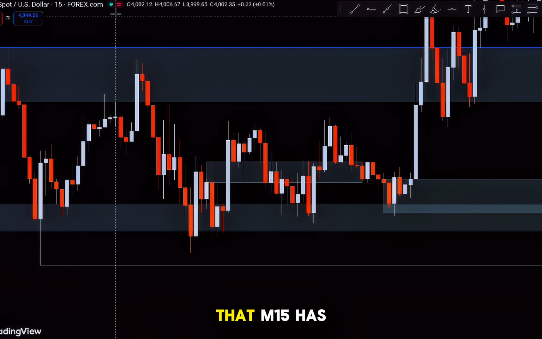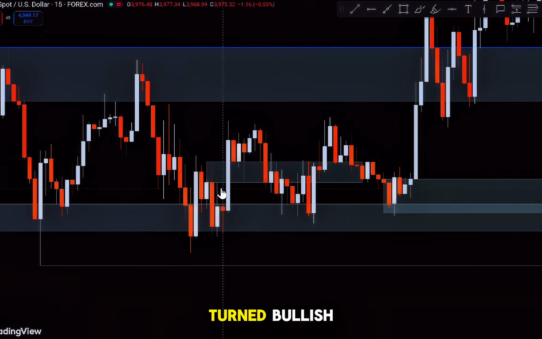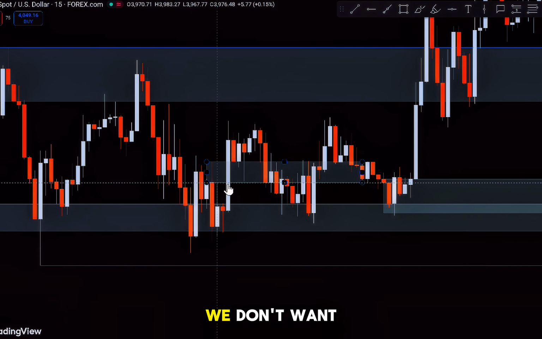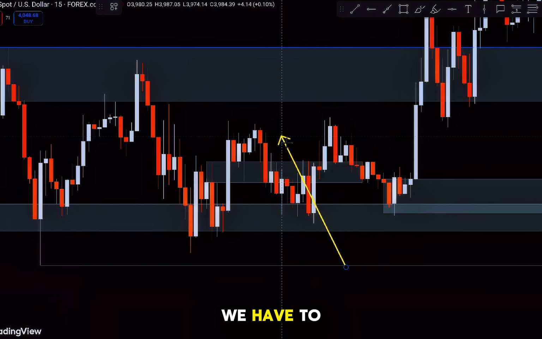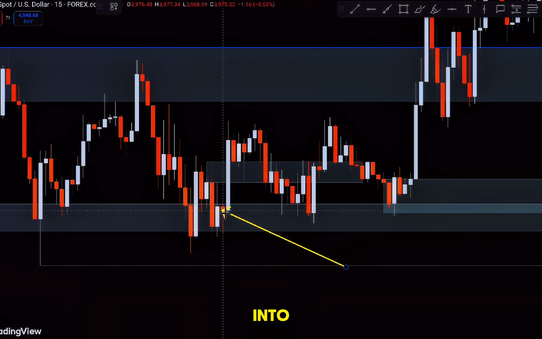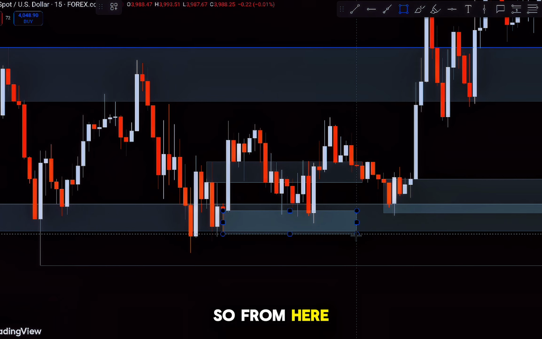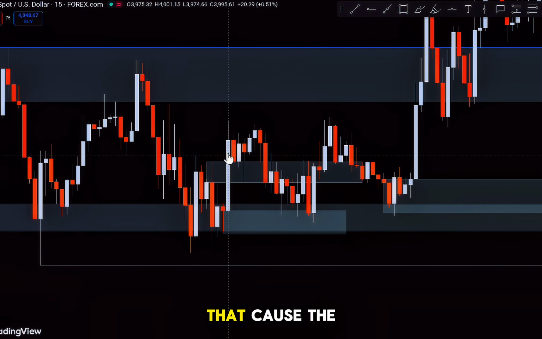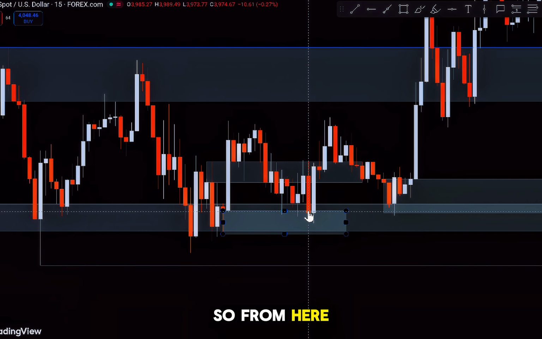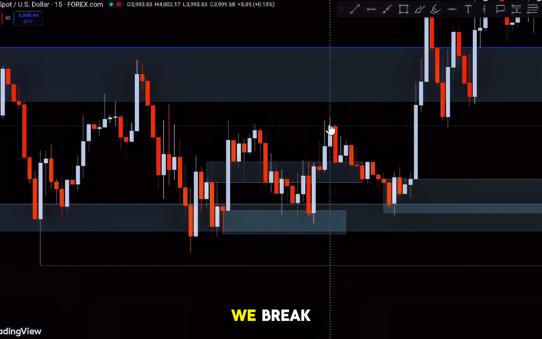That tells us that M15 has turned bullish, and if it breaks, immediately it breaks, we don't want to be selling it from these levels. We have to wait for it to pull back into the discount levels, if you can say that. So from here we can take it from this place. You see it came and then tapped on that same discount level that caused the break. So from here that could be an entry, and we break.